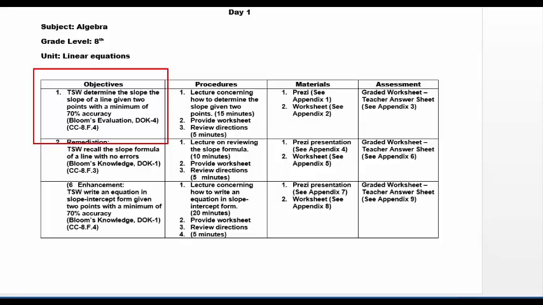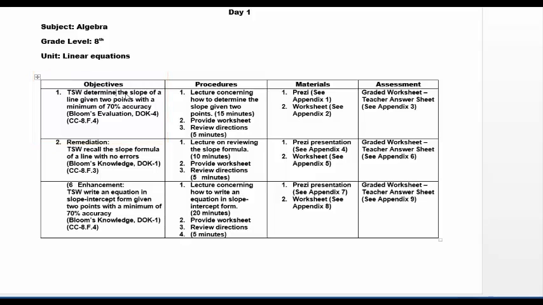So obviously we see an issue with this, which is the double word, the slope, which is no big deal. It's just grammar. So if we would go ahead and delete that, then this would be a very well worded objective. The student will determine the slope of a line given 2 points with a minimum of 70% accuracy. In parentheses, you see Bloom's evaluation, DOK 4, CC 8, which is Common Core, 8.F.4. So they've aligned with the Common Core standards for mathematics.